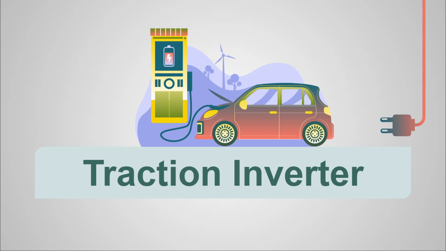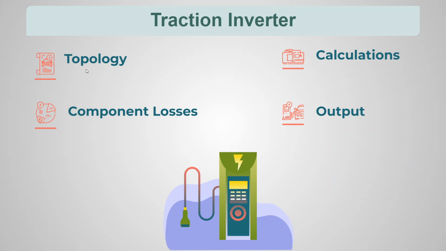Moving on to milestone 2, we will now be talking about the inverter. We used a traction voltage source inverter to supply the motor with a steady AC voltage output from the battery. We will be discussing topology, calculations, component losses, and output.